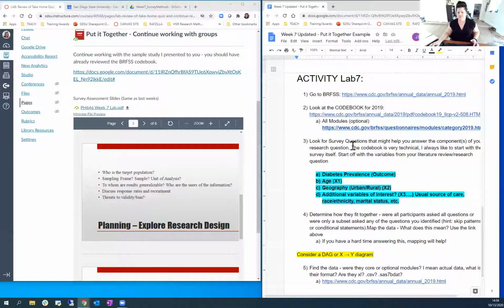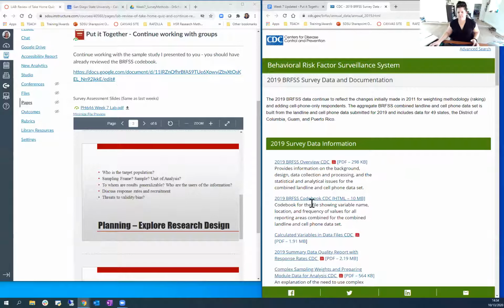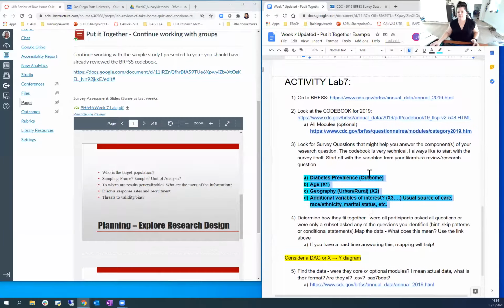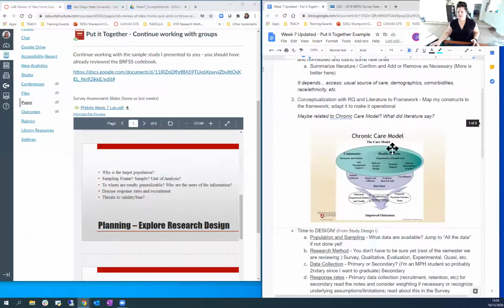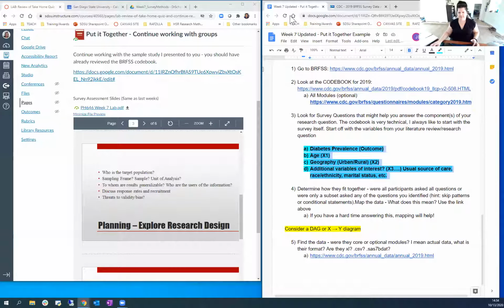I want you to go back to this part that we started. You already began familiarizing yourself with the BRFSS and the code book. I want you to tell me who the population is, who's being sampled. And then I want you to find these variables so that you can begin to put together your own model like this, but with your variables. Does that make sense? Is everybody with me on this?